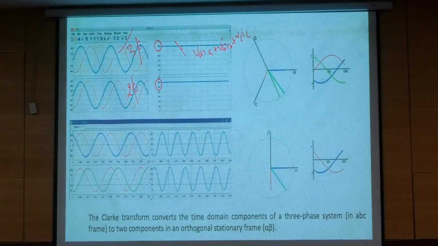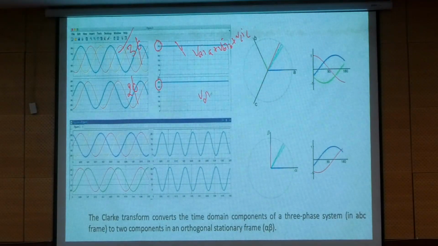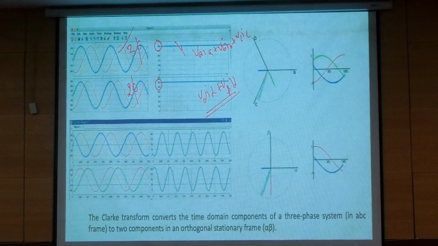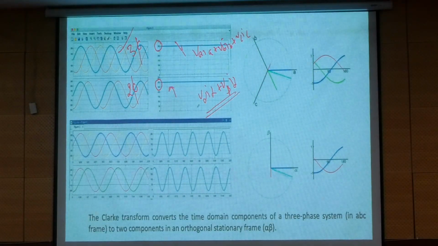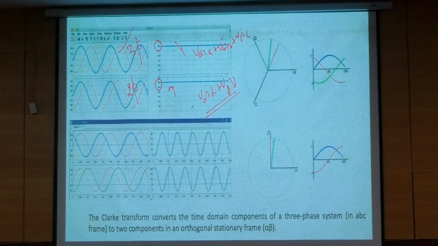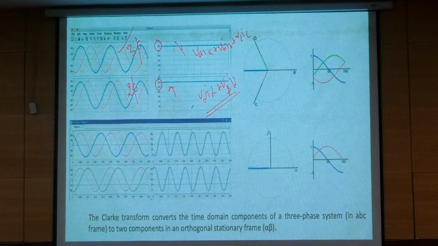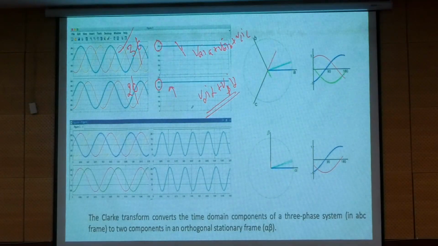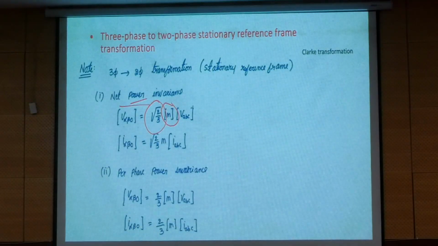Even if you take two phase, so V alpha I alpha plus V beta I beta, if you calculate, it will give the same amount of power without losing any property. Whatever power is generated by the three phase system, the same amount of power we can produce in a two phase system also, but the necessary condition is you need to take square root of 2 by 3, right?